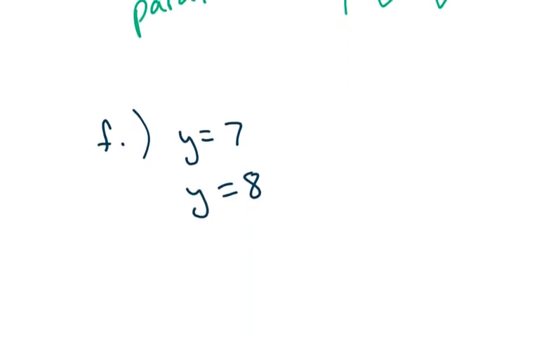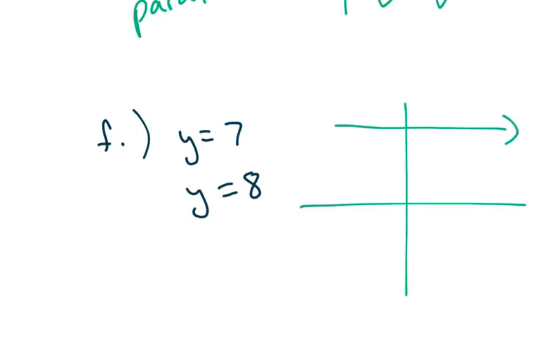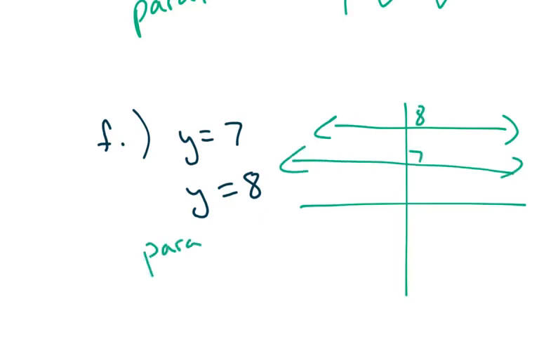And by the same logic, hopefully you have the answer here. You don't need to draw a picture, but if you did, you would have two lines at 7 and 8, and these also would be parallel. So if you just think about it, draw a picture, these problems won't be difficult at all. Okay, moving right along.